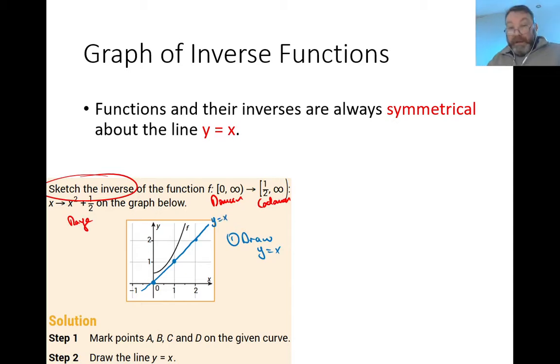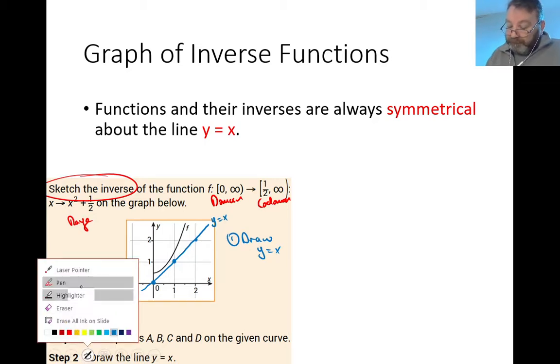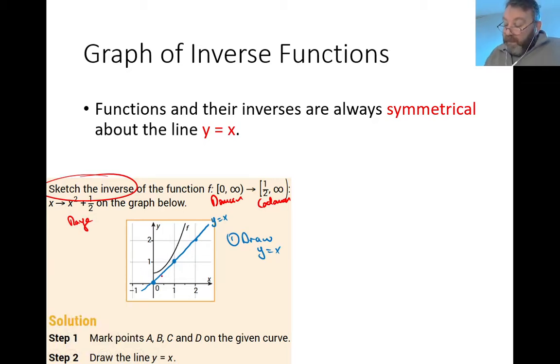Now, inverse graphs are symmetrical around that line. That acts like a mirror, which means, let me go back to red, that the inverse of this function is going to be on the other side, perfectly symmetrical to it. So all I want to do here is measure that, go perpendicularly there and go the same distance the other side. See that? To there. Same thing here, and then the same thing here. Something like this.